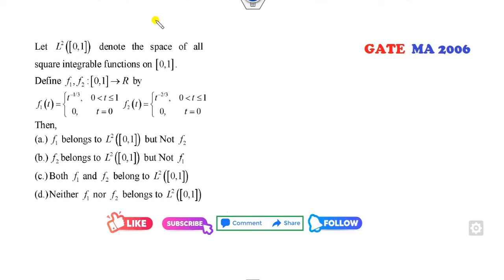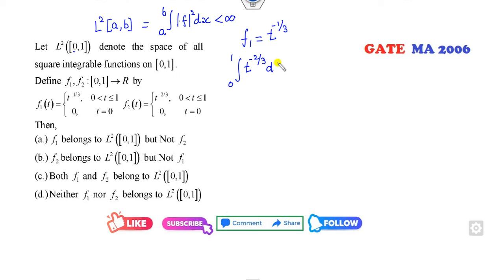Okay, L2 space, capital L2. If I write the definition, what is the meaning of that? It's the integral from a to b of the modulus of this squared, and it should be a finite number. Which of the following belongs to it? F1 is t raised to power minus 1 over 3, and the domain is 0 to 1. I can apply this definition. It's t raised to minus 2 over 3 into dt. It is 1 over 3 evaluated from 0 to 1, which is a finite number. So if this is a finite number, it means F1 belongs to L2.